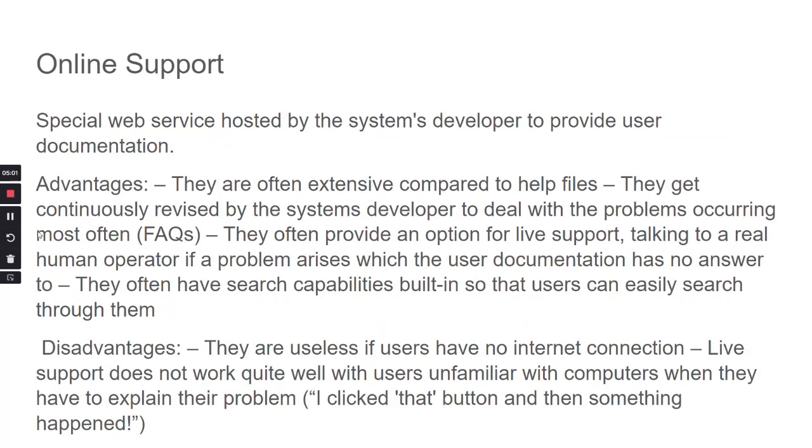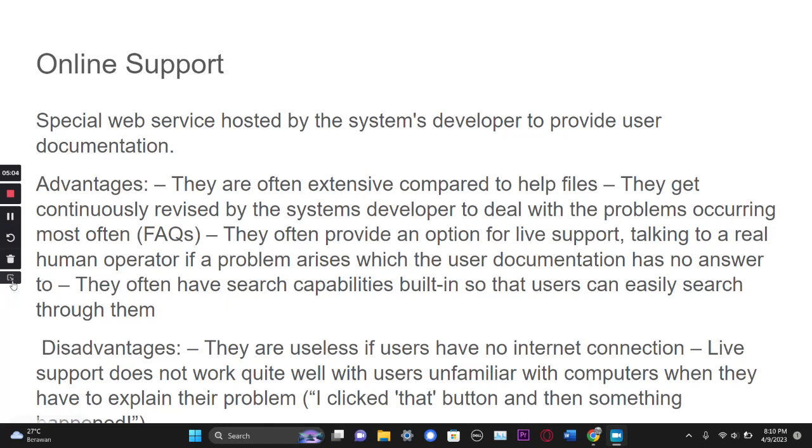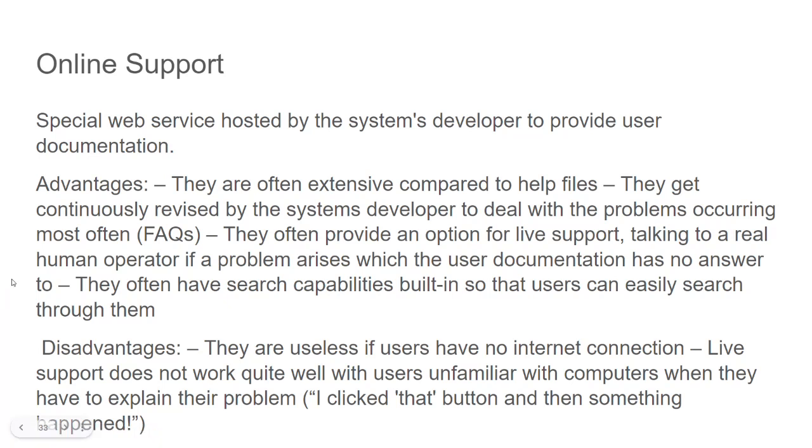Next, we have online support. This is special websites hosted by the system developers to provide users with system documentation. Again, some advantages are that frequently asked questions can be kept there. They are extensive compared to help files, so you can actually get more help from online support. They continuously get revised to deal with newer problems, maybe some more complex problems also. They also sometimes provide an option for live support, talking to a real human who might fix the problem.